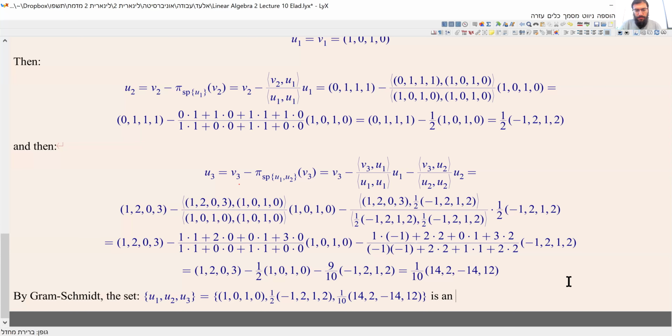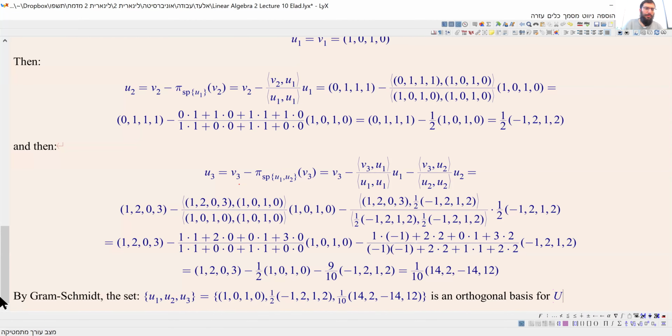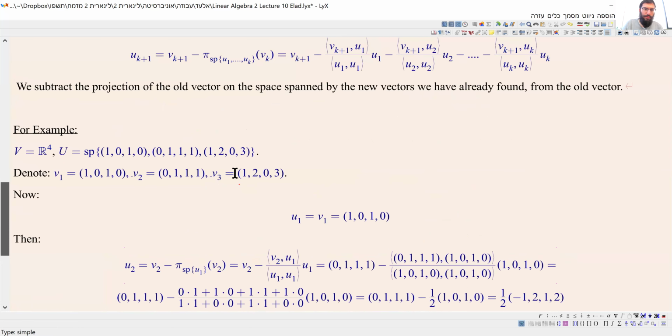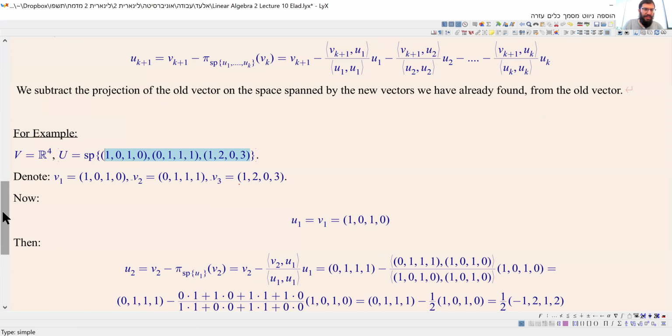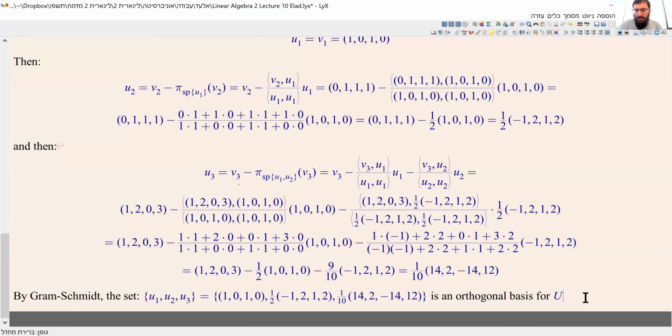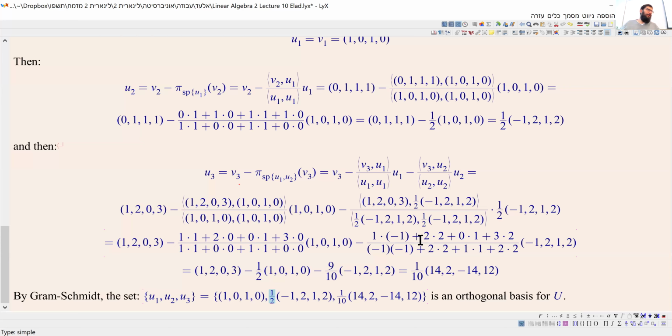is an orthogonal basis for the U we started with this spanning set. One can check that it is orthogonal, and one can say, you know what, scalars don't change anything when it comes to linear dependency and to spanning sets, so we can give up on the scalars and it will be totally fine.